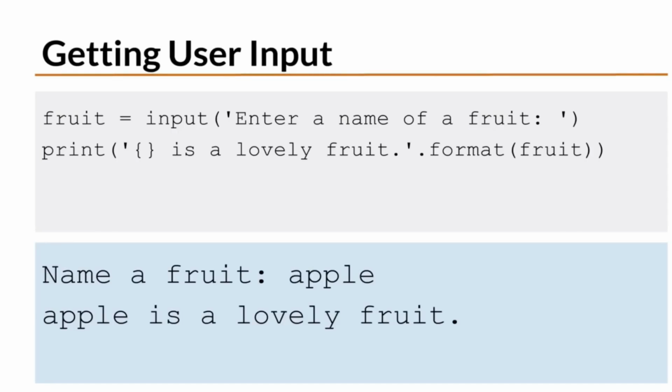You can also pass in a prompt to display to the input function. In this example, we display the prompt, enter a name of a fruit to the user, and then what the user supplies will be assigned to the fruit variable. Here we're using a format string to print the information provided by the user. At the bottom of your screen is the output you would see if you happen to run this program and provide the input apple.